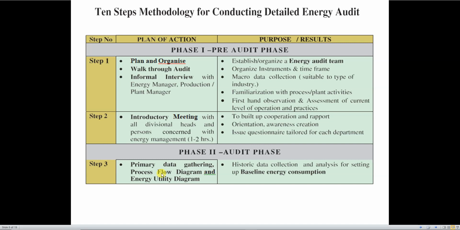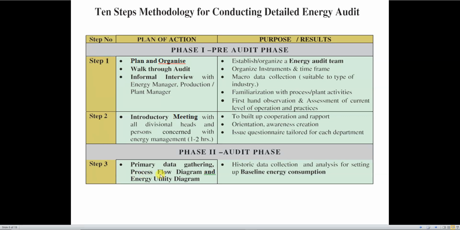Suppose you are running a company which makes a smartphone. The raw material is plastics, some alloy, some semiconductors, some ICs, and so on. We are going to assemble it, and at the end the product will be a complete mobile. So every industry has a process flow diagram, starting from the inception of the raw material to the completion of an end product.